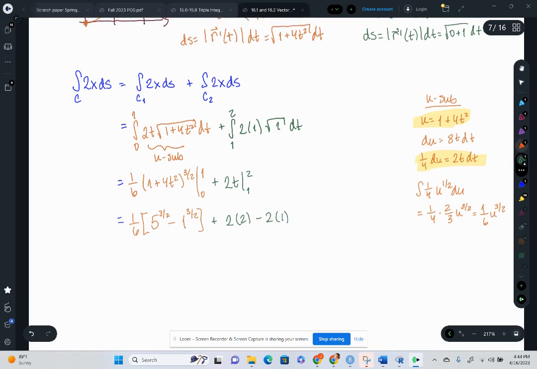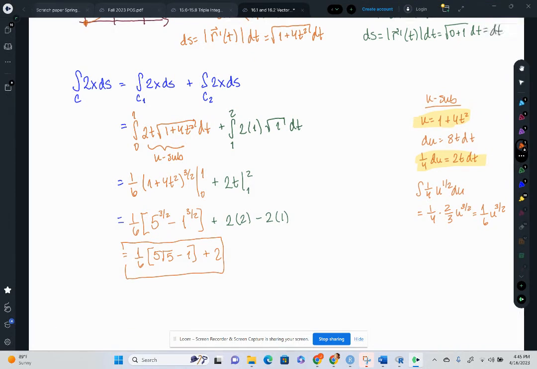Okay, putting this all together, this gives me 1/6 times 5 square root 5 minus 1, plus 2 minus 2, which gives me just plus 2 for a final answer. This is fine as an answer. I mean, technically we could distribute the 1/6 through and then we could combine things. So if you do go that far, if we distribute, we have 5 square root 5 over 6 minus 1/6 plus 2, which I'll rewrite as 12 over 6.